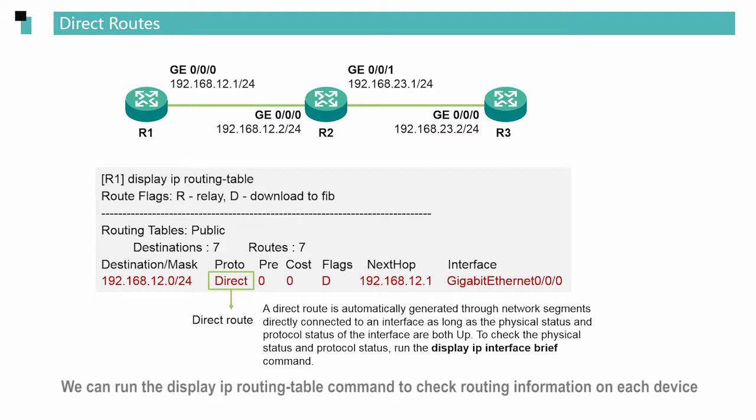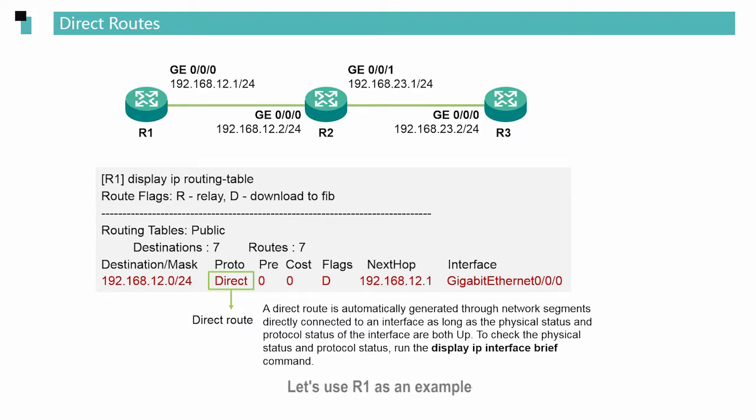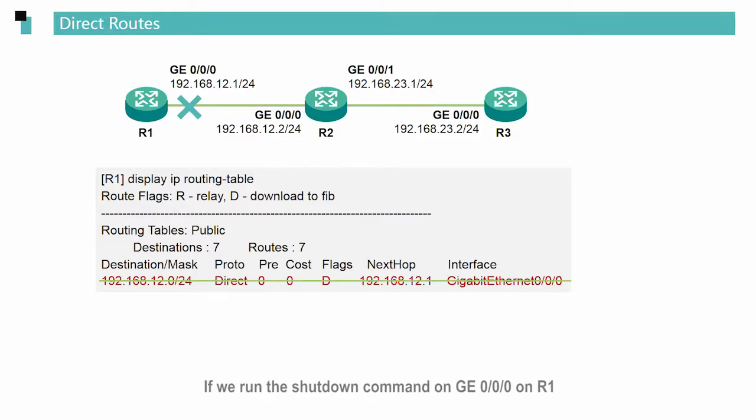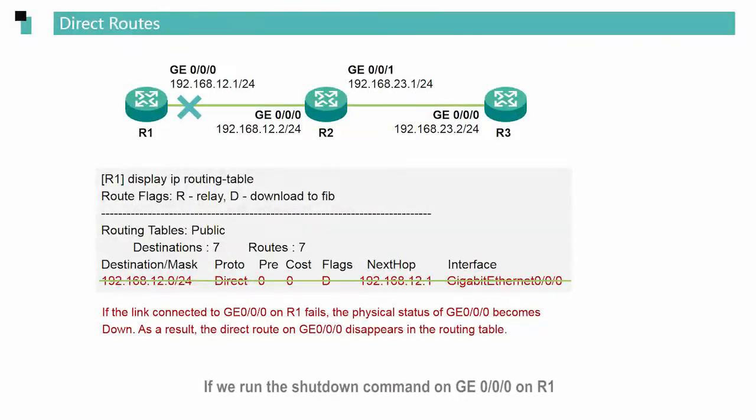We can run the display ip routing-table command to check routing information on each device. Let's use R1 as an example. We find that multiple routes exist in the routing table of R1, among which the route 192.168.12.0/24 is a route to the directly connected network segment of GE0/0/0. If we run the shutdown command on GE0/0/0 on R1, we find that the route 192.168.12.0/24 disappears from the routing table.